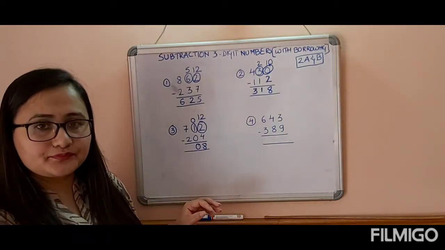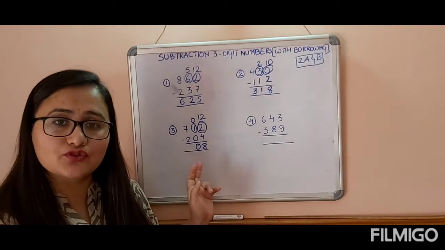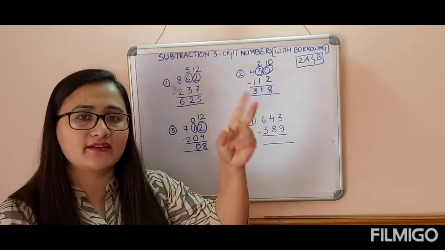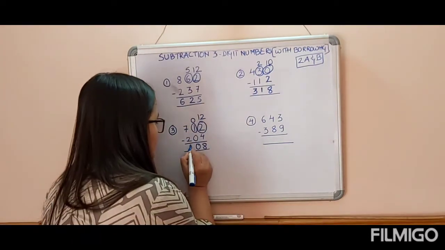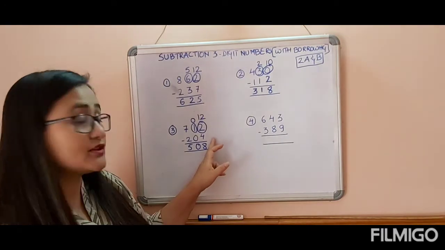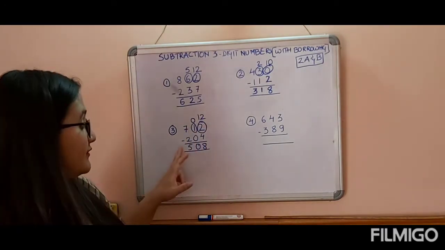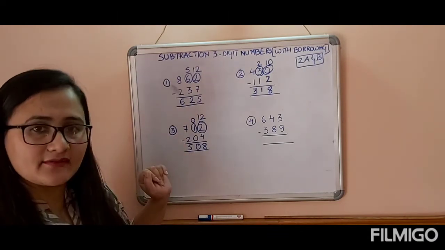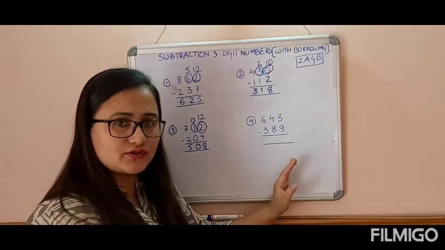Then you'll keep 7 in your mind and start counting after 2. 2, 3, 4, 5, 6 and 7. What is the answer? 5. Okay, so now quickly check your answers also. 8 plus 4 is 12. 0 plus 0 is 0. Then 5 plus 2 is 7. 5, 6 and 7. Okay, then let's move on to the last sum now.